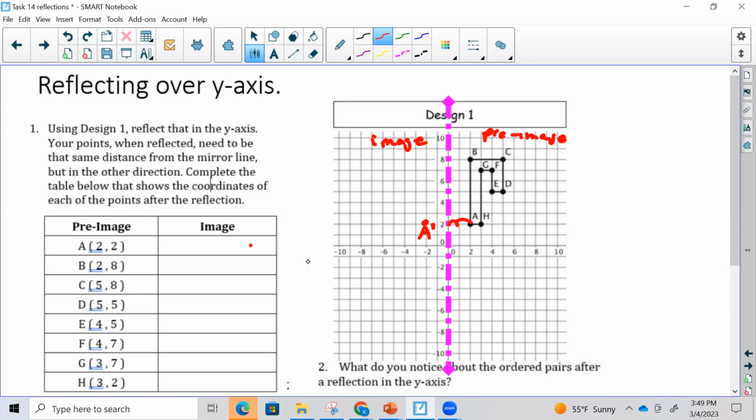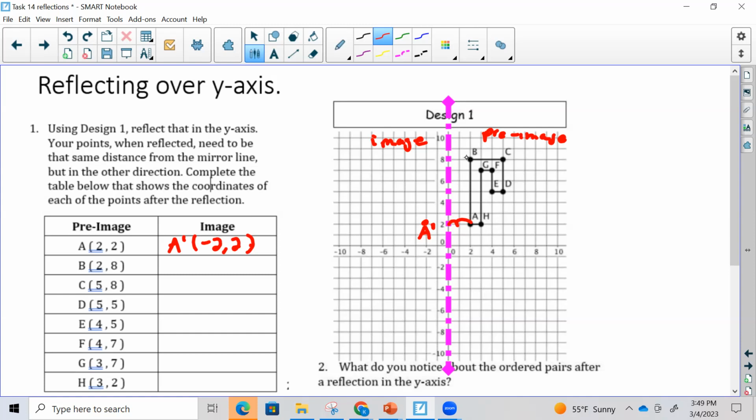And then we're going to write those coordinates. So the coordinates of that point, A prime, if I look, is -2 is the x value, and 2 is the y value. And I'm going to do this for every point in this figure and then connect those points to make this figure.